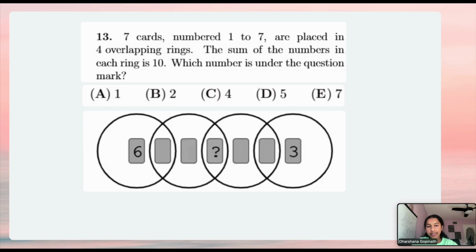Cards numbered 1 to 7 are placed in 4 overlapping rings. The sum of the numbers in each ring is 10. Which number is under the question mark?